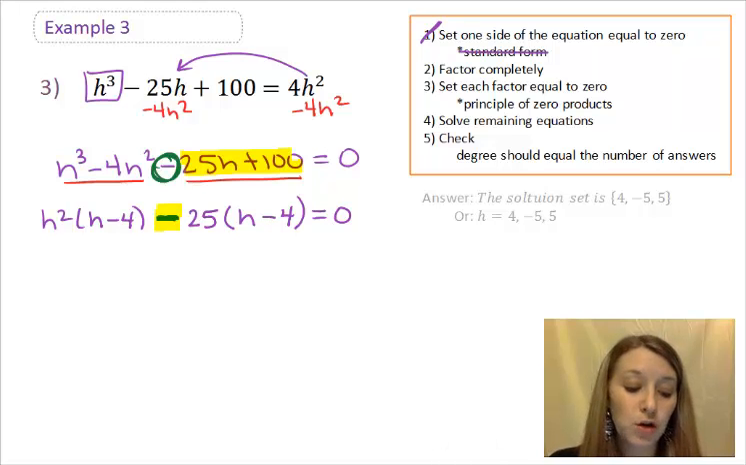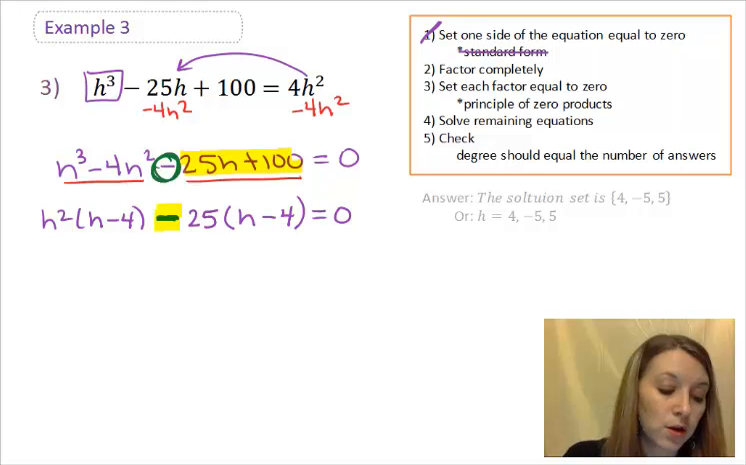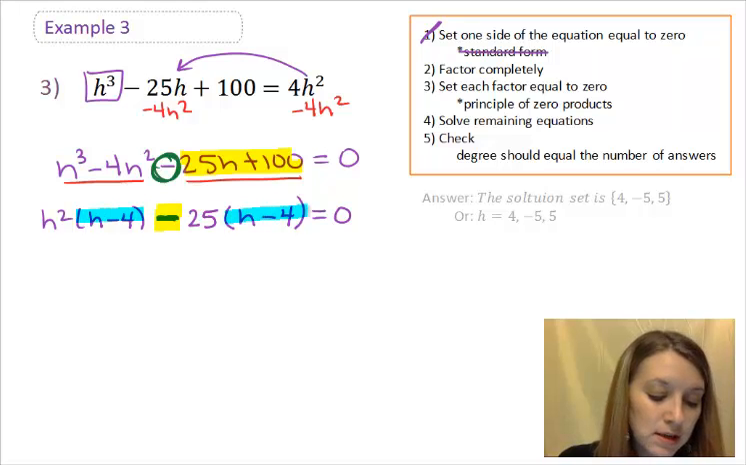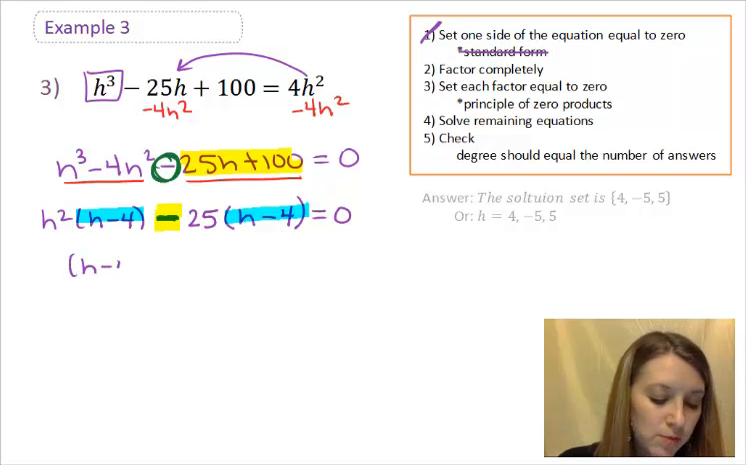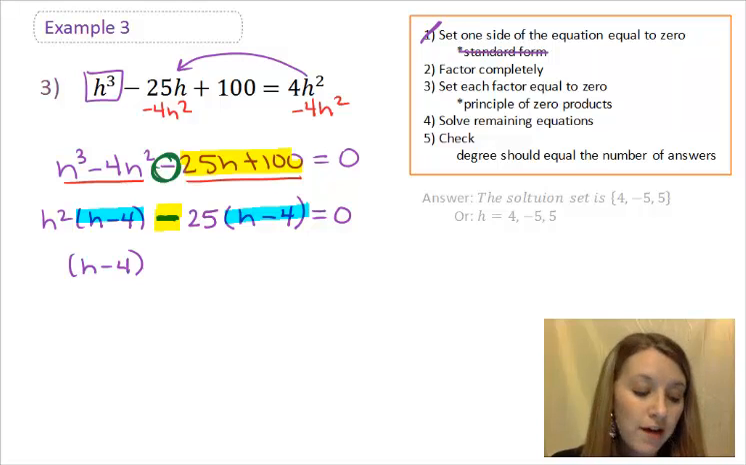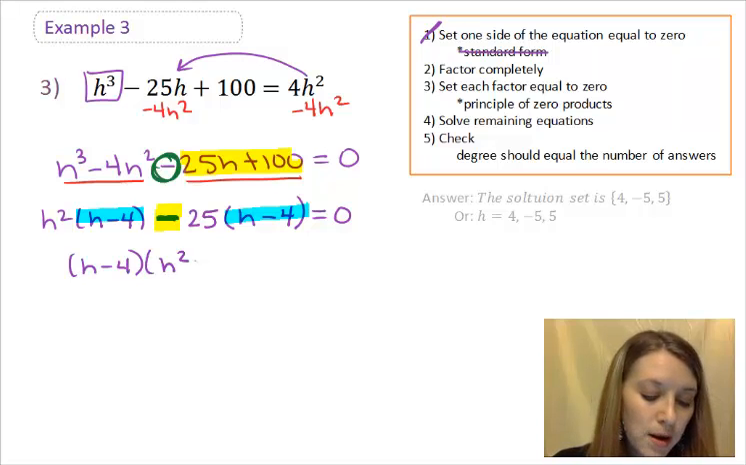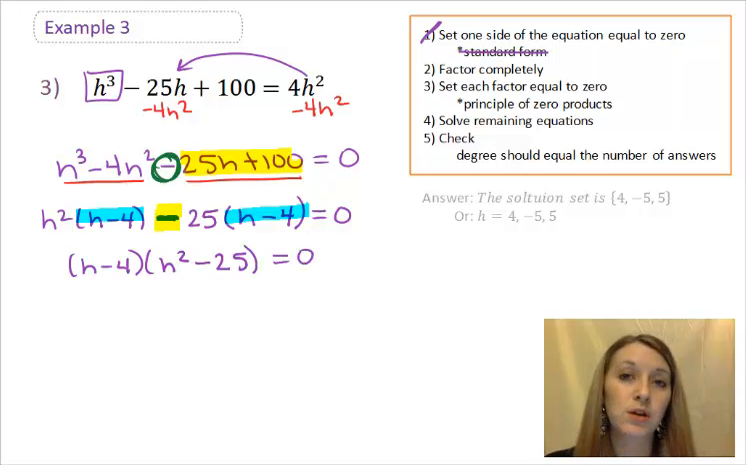Now for factor by grouping to work, you want those sets of parentheses to match. And they do. So that now becomes your common factor, taking out an h minus 4. And you're left with h squared minus 25. Don't forget your equal 0 over here. That's the difference between solving and just factoring.